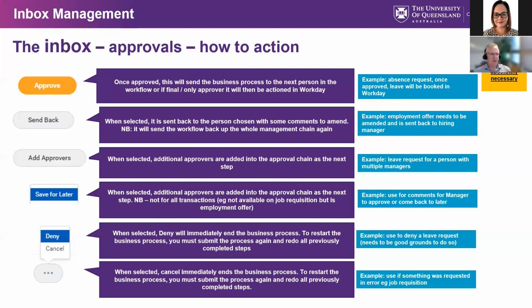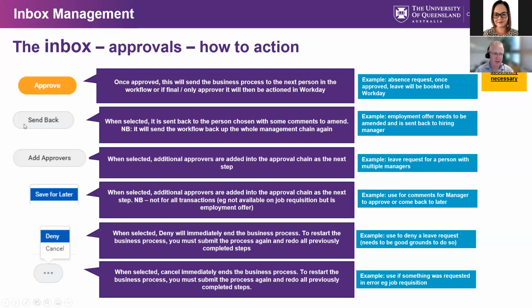So that's just something important to note: when you are clicking approve, if you have the authority to do so, you're doing it on behalf of the person who set you up as their delegate. It doesn't go back to that delegate again for their own approval. You're doing it on their behalf, and it goes to the next step in the process.